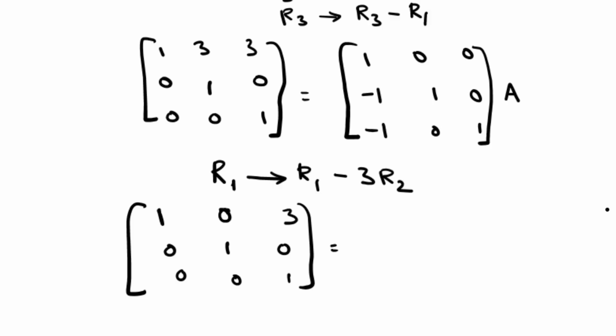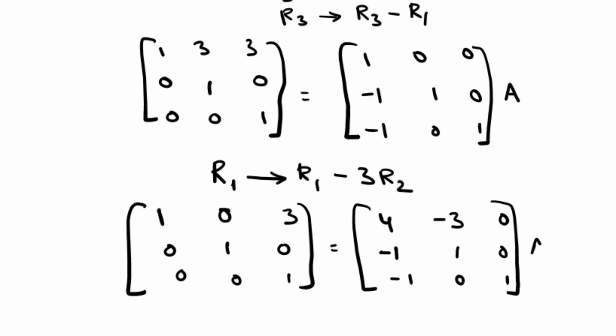Now on the right side matrix also you have to do the same row transformations. R1 minus 3 R2. Here second row first element is -1. -1 into 3 is +3. 4 minus 3 0, -1 1 0 -1 0 1, multiply with A.